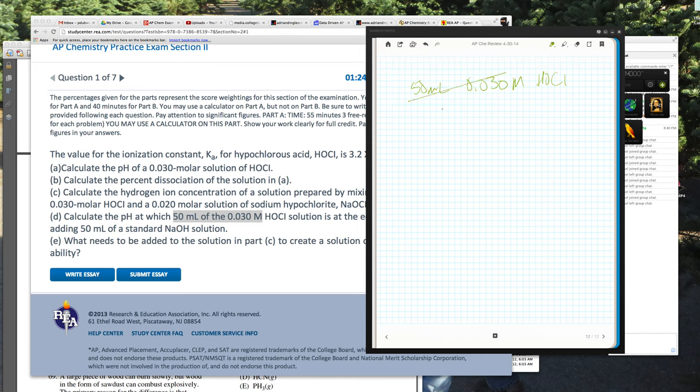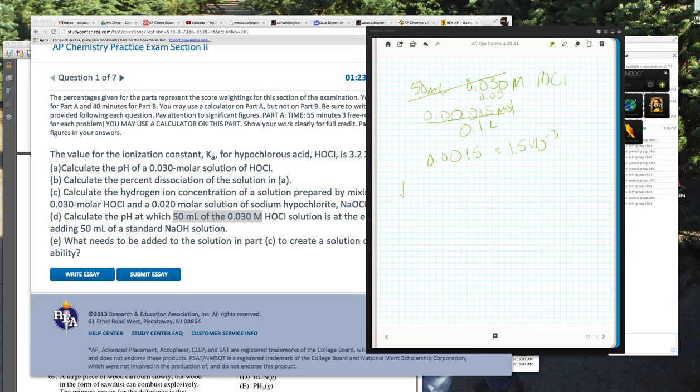So 0.03 times 0.05 is 0.0015, I believe, moles. And you divide that by 0.1, because that's the number of liters. So you'd end up with 0.015, which is equal to 1.5 times 10 to the negative third.